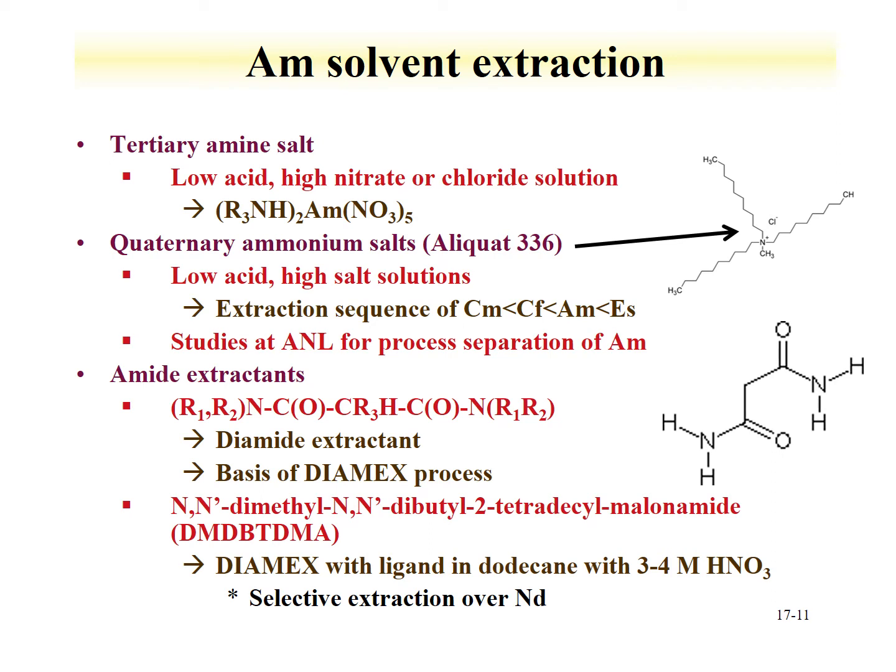There's also a number of amide extractants. The amide functional group is shown here. This is the basis of a process that's been evaluated in Europe called the DIAMEX process, where this malonamide has been used. In 3 to 4 molar nitric acid, so now we're at higher acid concentrations, you get a selective extraction of americium over neodymium.